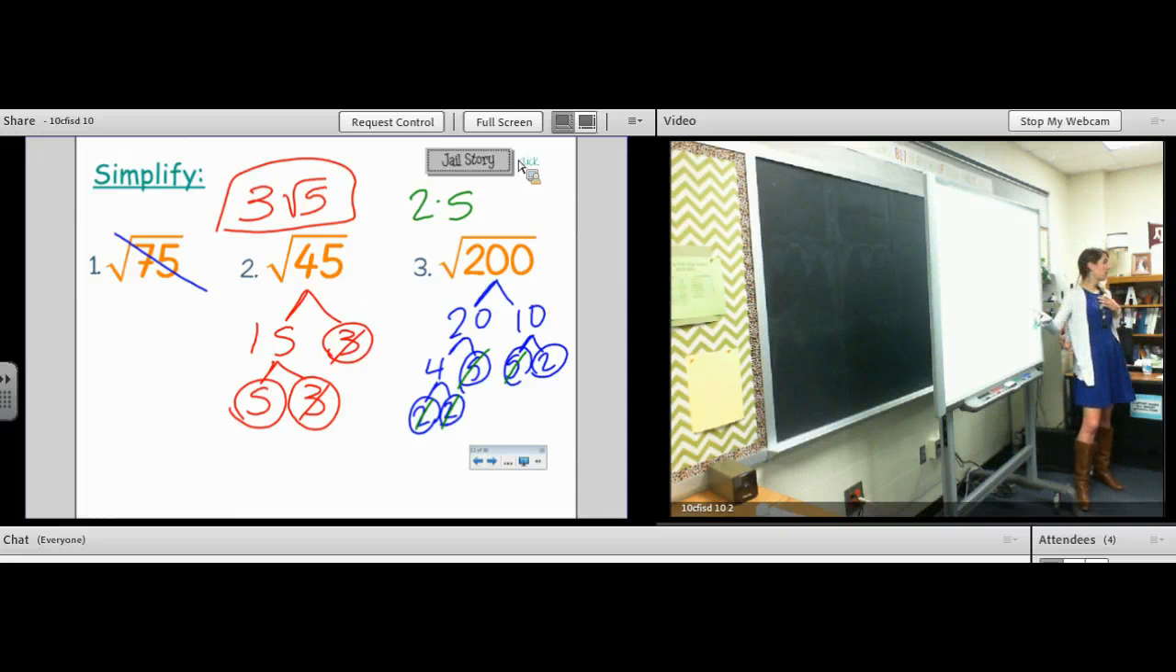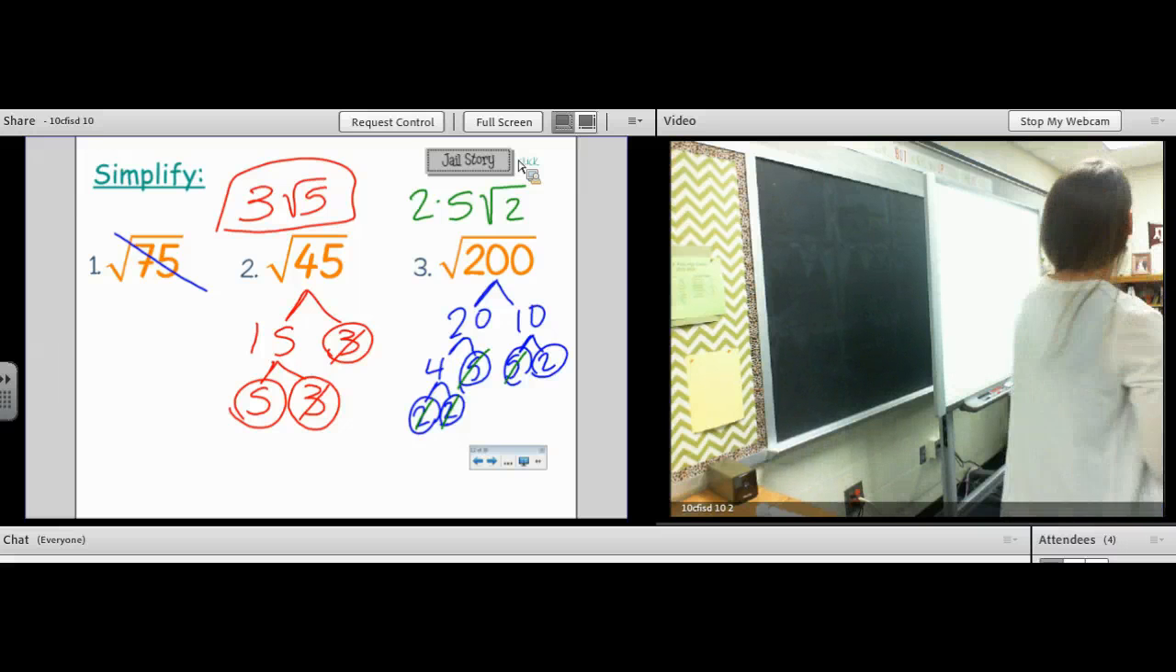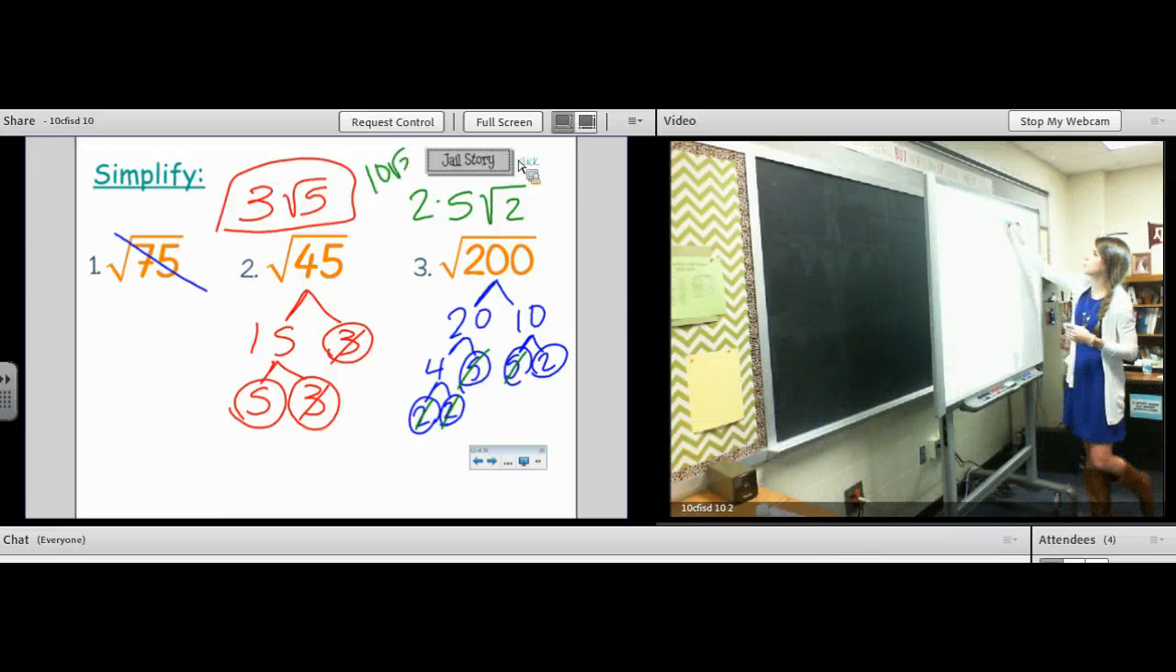Then, one of the 2s didn't find a twin. Stuck in the radical. You may not write that as a final answer. That's not a final answer. It has to be 10 root 2. You have to actually multiply them. So the answer to number 3 is 10 root 2.